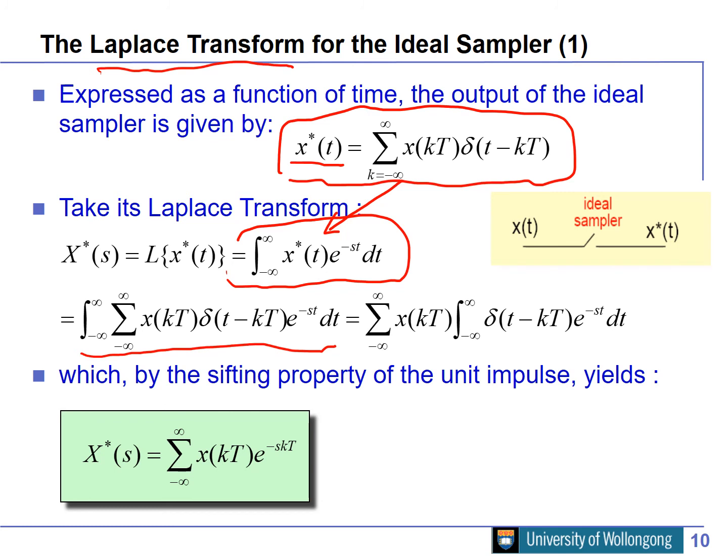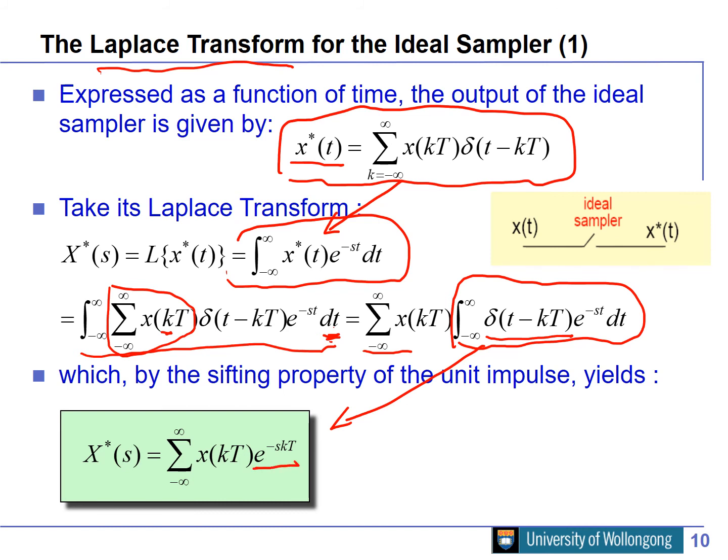It looks quite complicated, but this is an integration over lowercase t and a summation over small k. Anything irrelevant to lowercase t can be taken outside of the integration. So this whole bit has nothing to do with lowercase t, so we move that outside. What's left inside is this. Remember in the last slides we looked at the delta function, delta(t minus kT). What's its property? It's time shift. So this whole bit is actually equal to e to the negative skT.